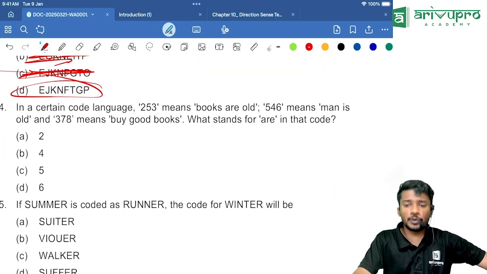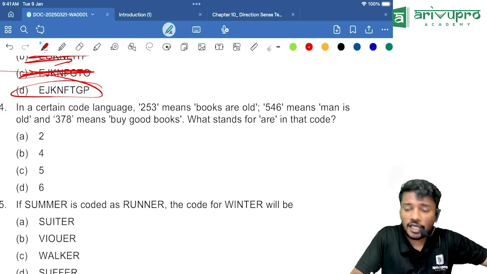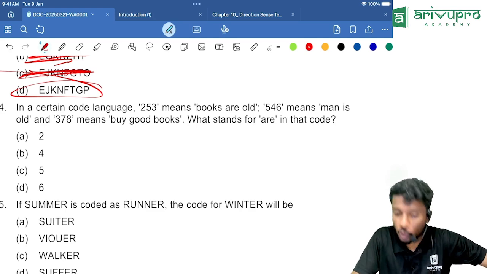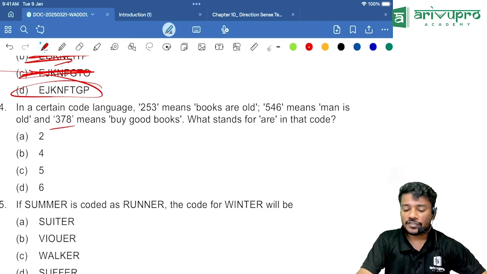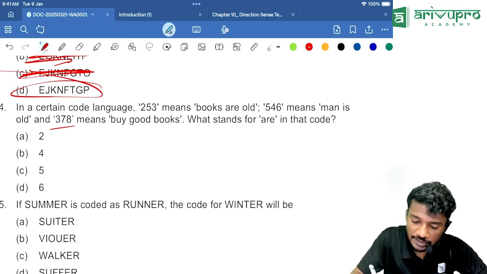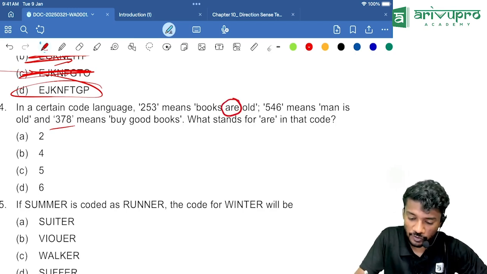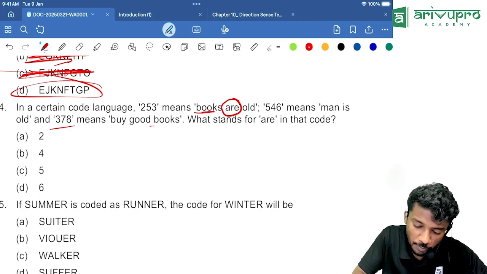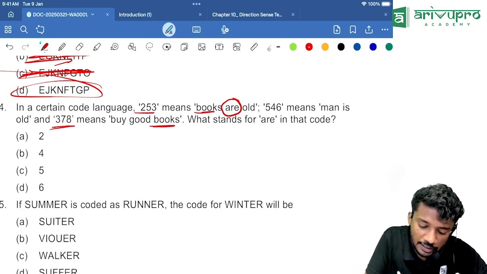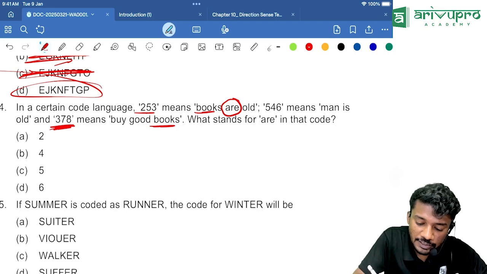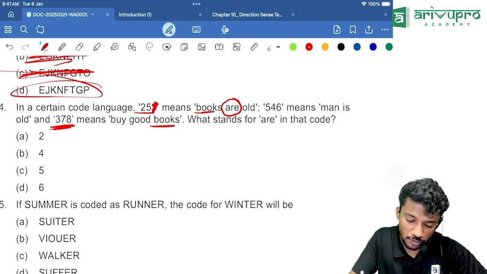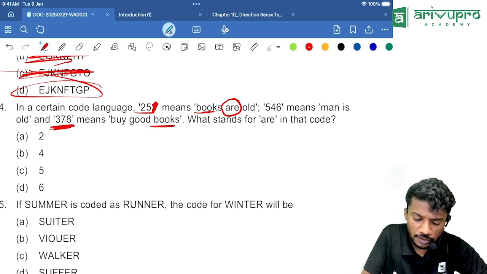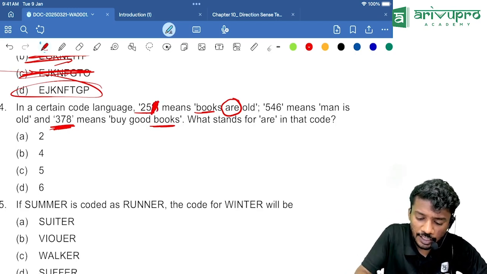In a certain code language, 256 means books are old. Then 546 means man is old. Then 378 means buy good books. What stands for R in the code? Where is R there? Here. So we will see books means what? Books is common in 253 and 378. So 3 is book. So we can ignore that. Correct? 3 is book only, in 378 and 253. That means we can ignore 3.